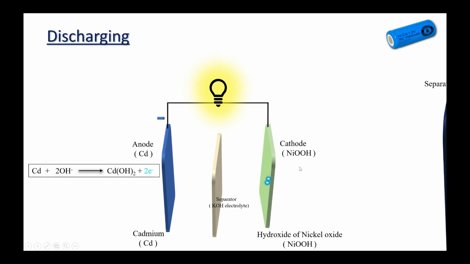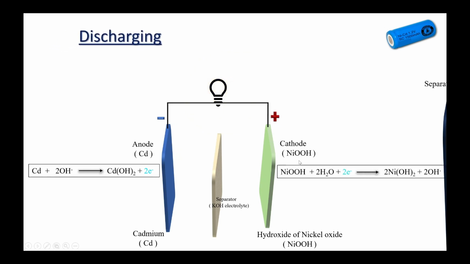At the cathode, hydroxide of nickel oxide consumes 2 electrons along with 2 water molecules. So there will be formation of nickel hydroxide along with 2 hydroxide ions. This process continues, and at the anode there will be production of cadmium hydroxide, and at the cathode there will be production of nickel hydroxide. This process continues and the bulb keeps glowing.